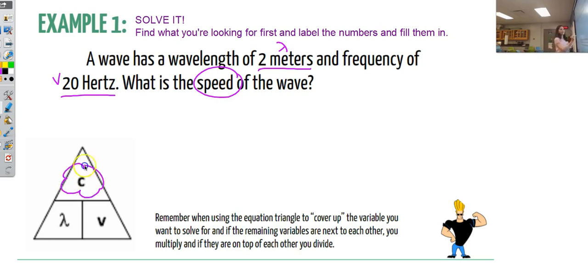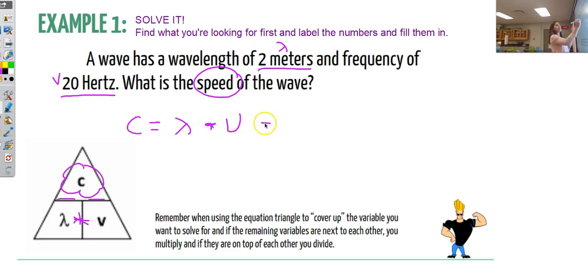If we're calculating C, then what's our equation for C? Remember that this represents a fraction. This represents a multiplication right there. So what do we do to get C? Cover it up, and what do we get? C equals, what do we think? C equals what? Lambda times nu. Very good. So C is equal to lambda times nu. So I'm going to plug it in.